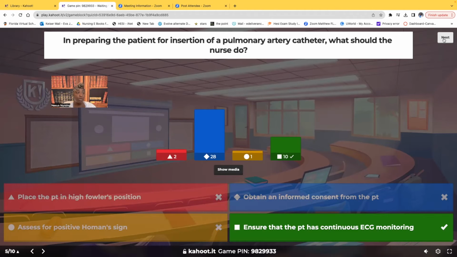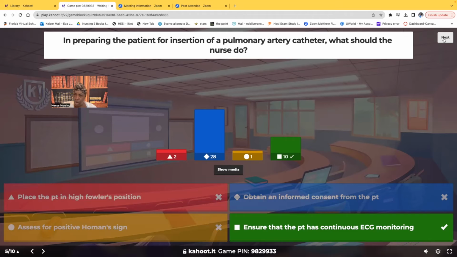The healthcare provider is explaining to the patient all of the risks of having this procedure done, everything that can possibly happen if they refuse the procedure, the intricacies of the procedure. That is the job of the healthcare provider. Your job is to make sure that it was done and you were a witness to it. And you take that signed consent and you put it in the chart.